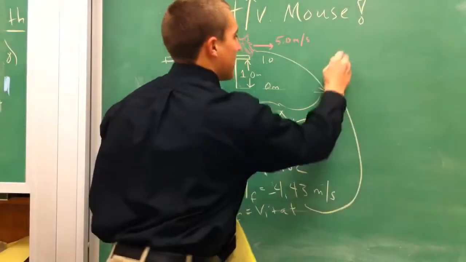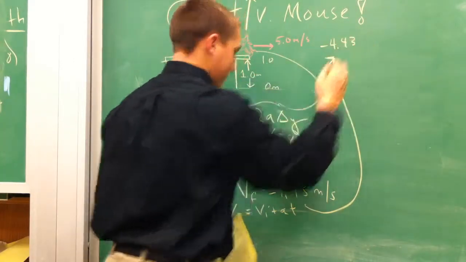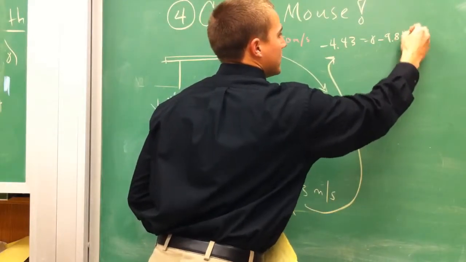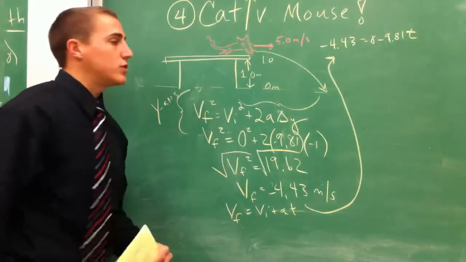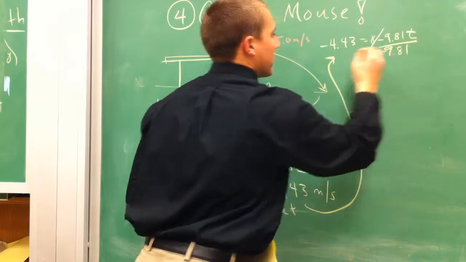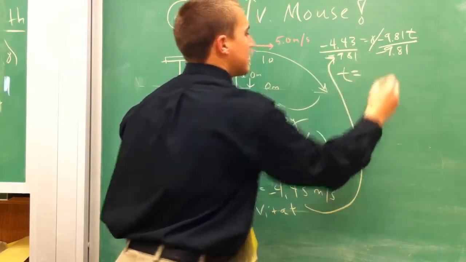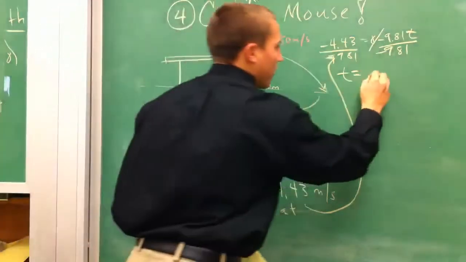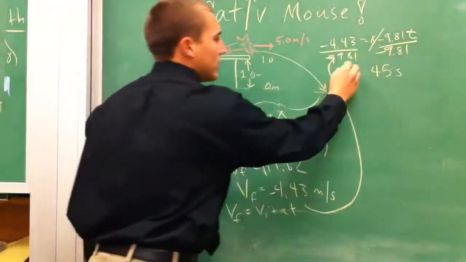So, come up here. Negative 4.43 equals 0 minus 9.81 t. The reason it's minus is because acceleration is gravity, which is negative. We divide by negative 9.81 each way. And the time it takes the cat to go from the 1 meter table to the ground turns out to be 0.45 seconds.